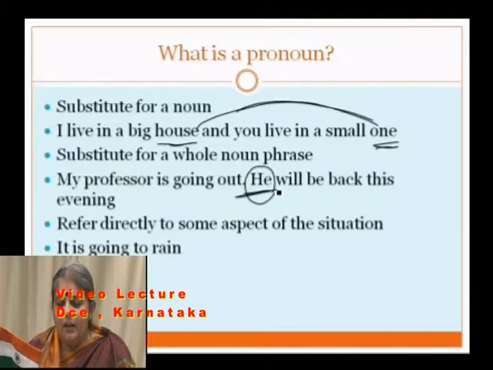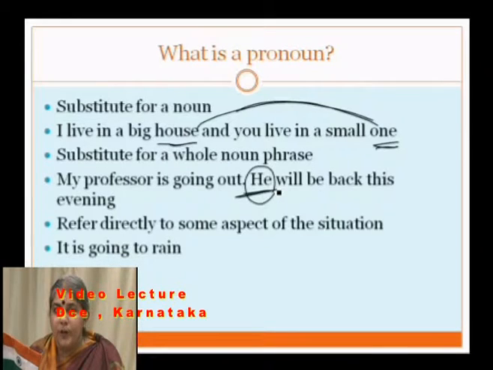And the third way in which you understand a pronoun is that it refers to some aspects of the situation directly. Direct reference, such as it's going to rain, it is hot today. So, it functions as what? A direct reference. So, there are three ways we can understand the word pronoun. It substitutes for a noun, it substitutes for a whole noun phrase or several noun phrases. The third one is that it refers directly to some aspect of the situation.